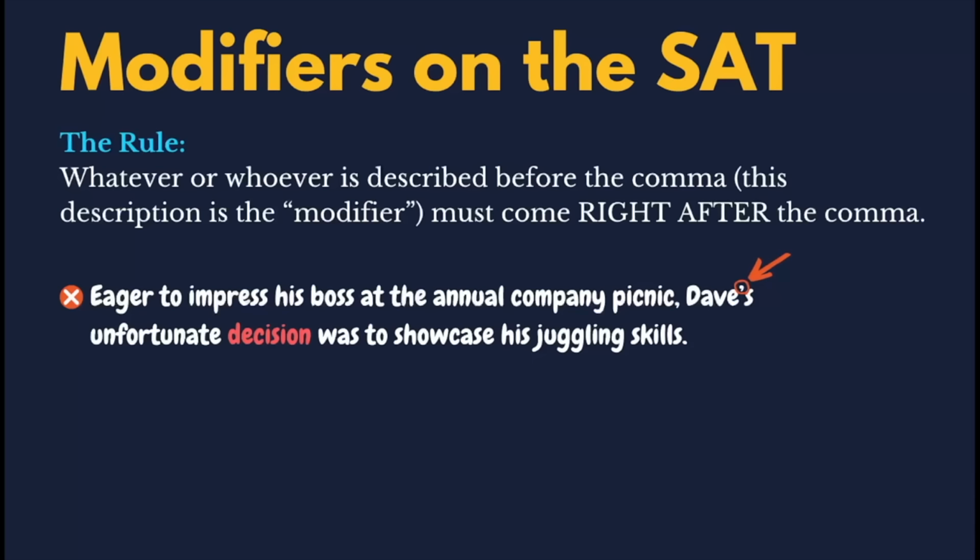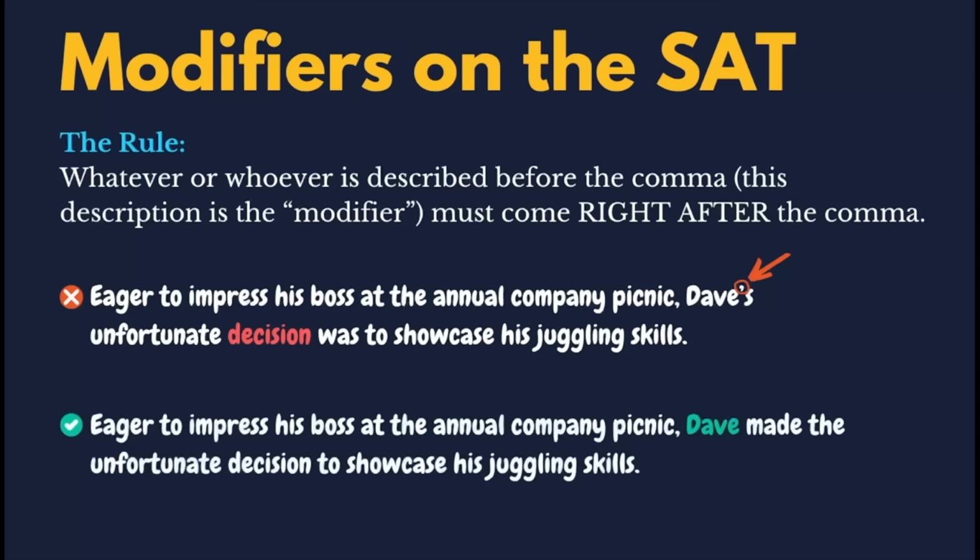And if you saw my apostrophe video, you're going to know that this means Dave is possessing something in this sentence. So really, it's Dave's unfortunate decision, and decision is the main subject after the comma. Since a decision is not the thing that's eager to impress his boss, this is, according to the SAT, incorrect.